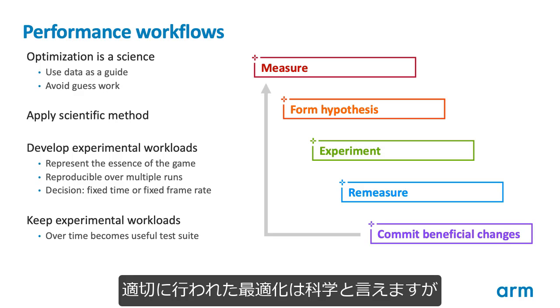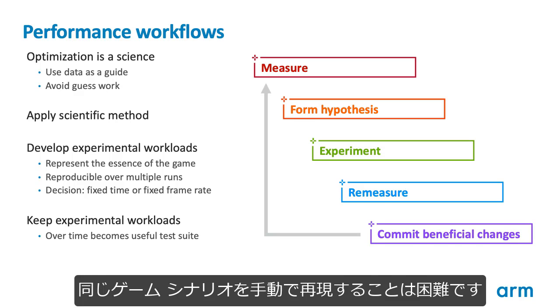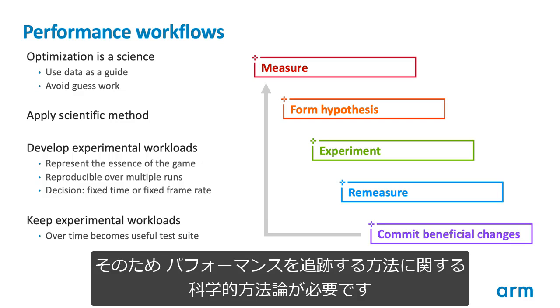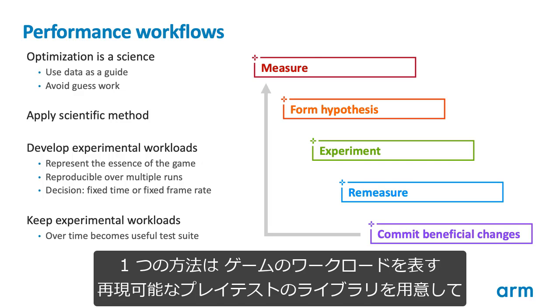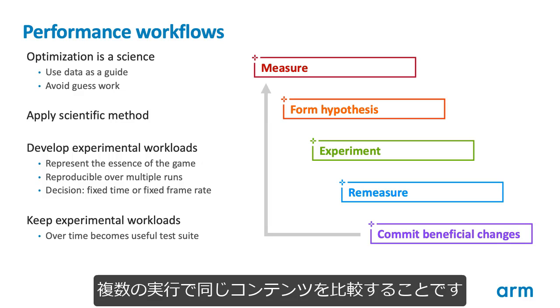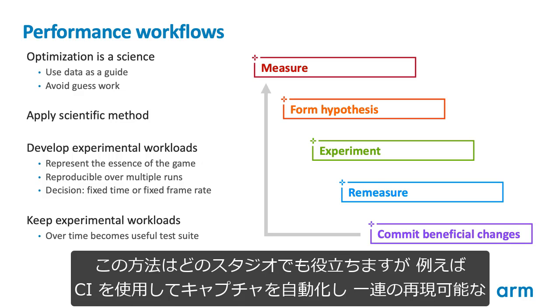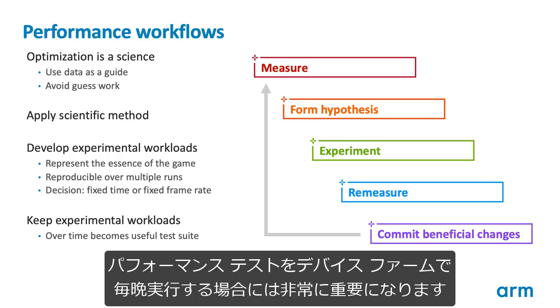Done properly, optimization is a science, but it's hard to manually recreate the same game scenario twice, so you need some scientific methodology around how you track performance. A good way to do this is to have a library of reproducible playtests that are representative of the game workloads, so that you can compare the same content over multiple runs. It's useful for any studio, but becomes more important if you are using CI to automate captures, so you can run a series of reproducible performance tests through your device farm every night.